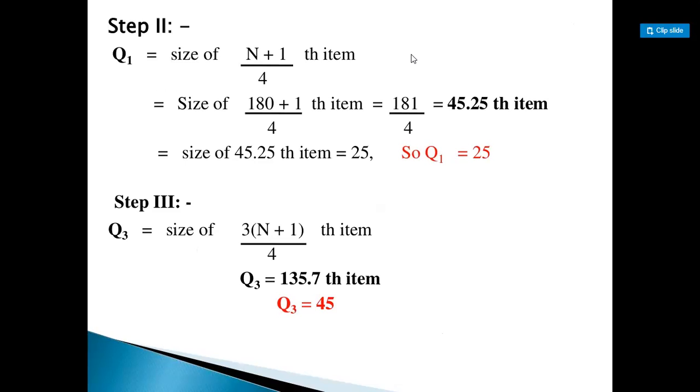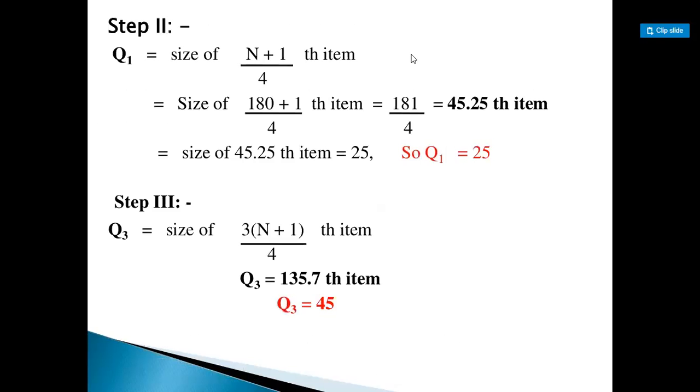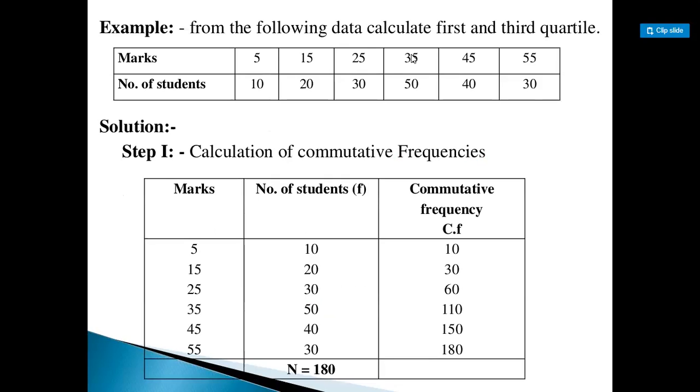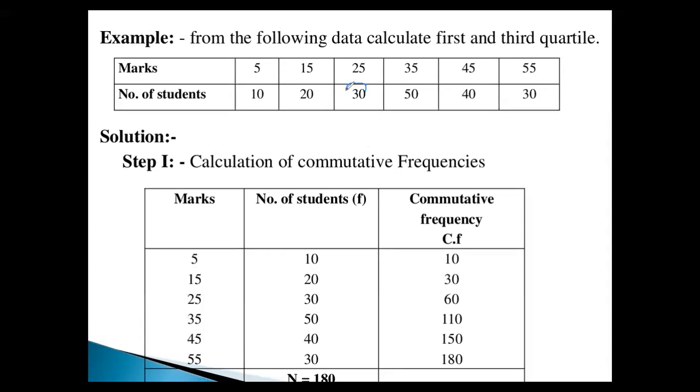After that, if we want to find out Q1, the size of (n plus 1) divided by 4. So what is this n? N is equal to 180, as you can see in the table. So 180 plus 1 divided by 4, that is 181 divided by 4, and we get the answer 45.25. So we need the size of the 45.25th item.